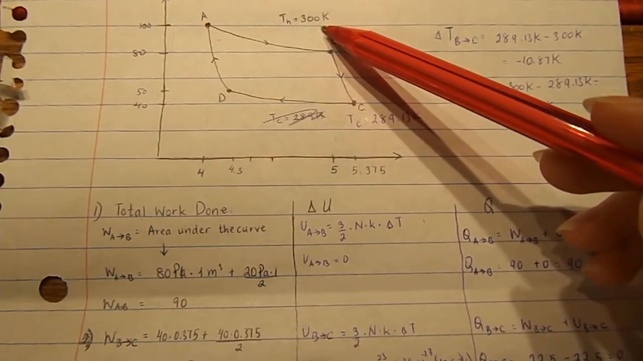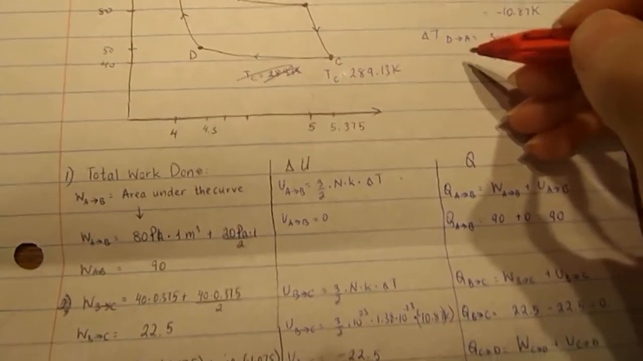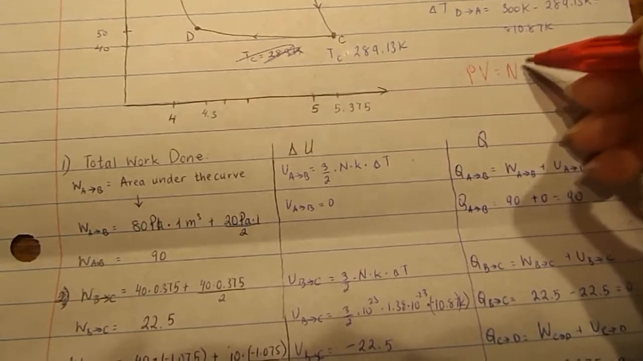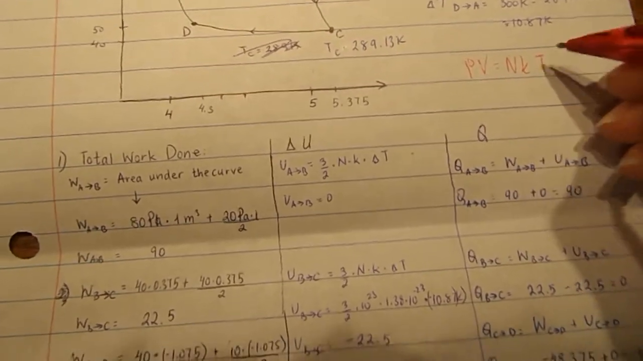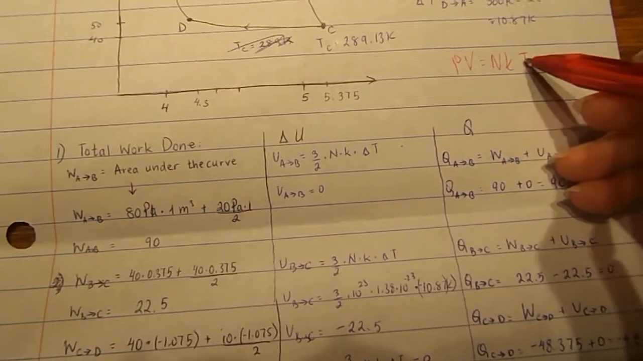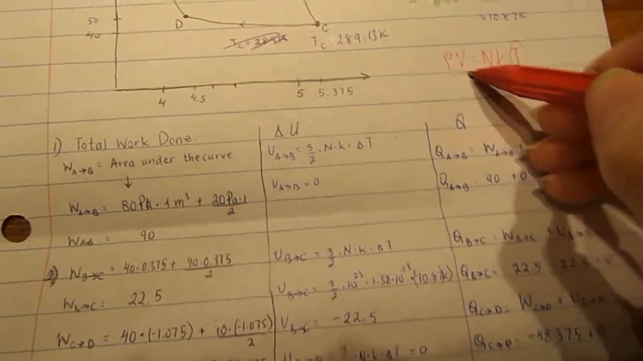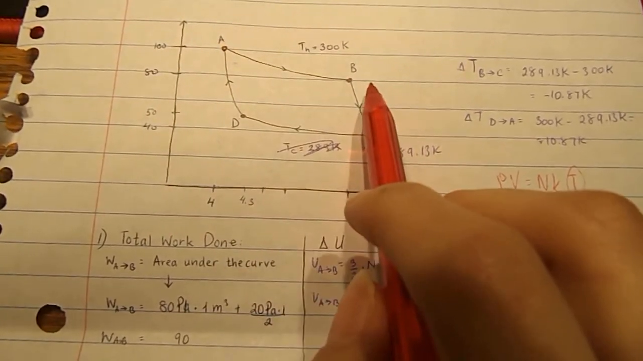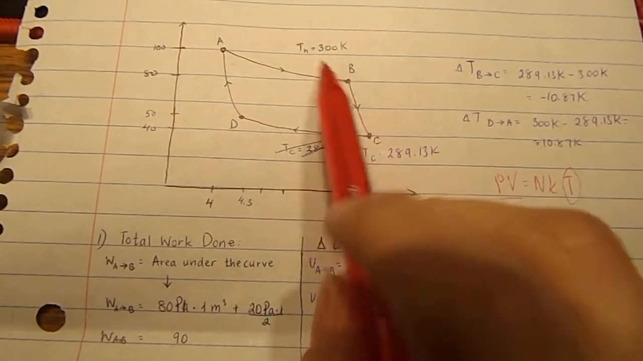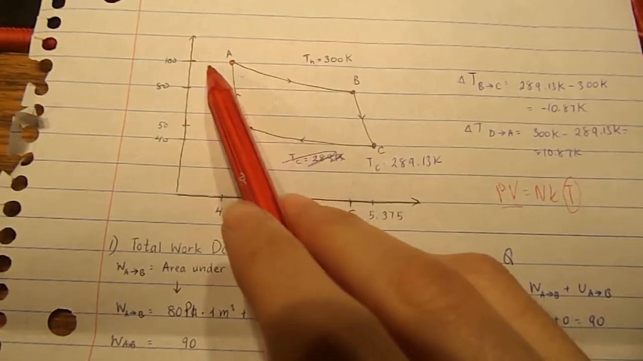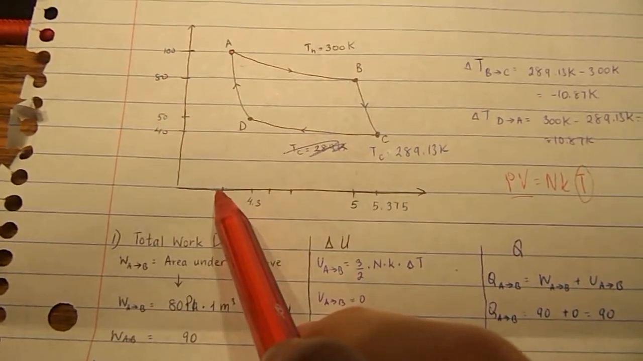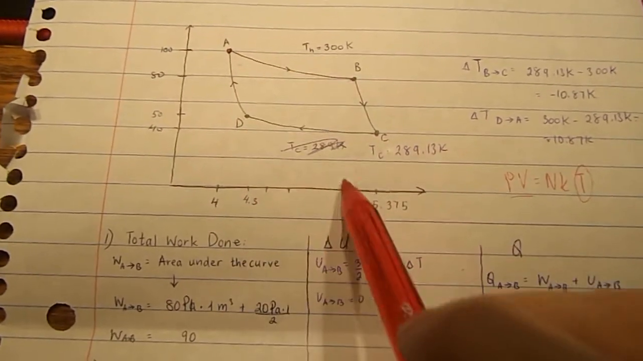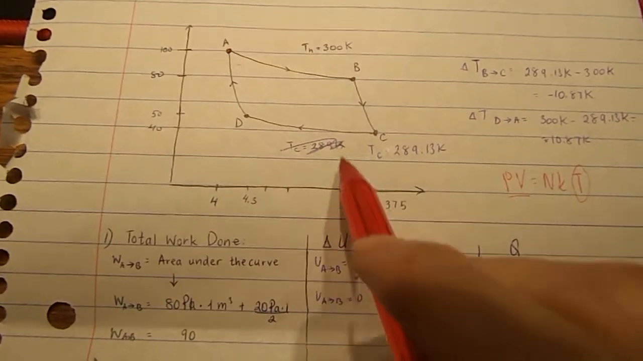Since the temperature doesn't change, PV equals NKT. Since the temperature doesn't change, PV wouldn't change as well. So PV at point A and PV at point B should be the same. So PV at point A, it's 100 times 4, which is 400, and PV at point B is 80 times 5, which is also 400.